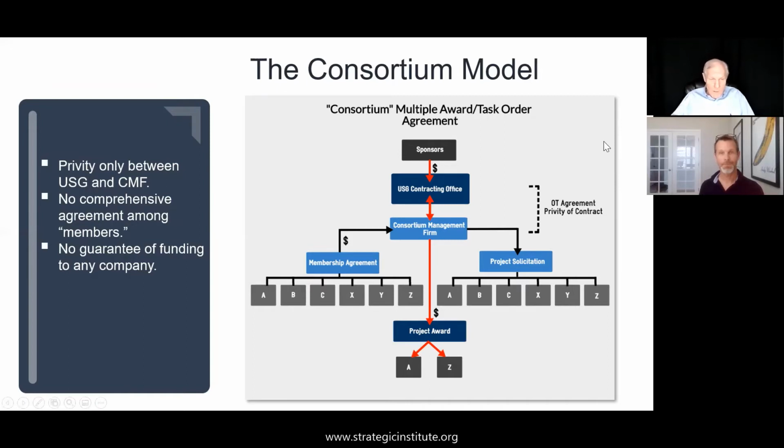Now, what are the issues? The government gets help from a consortium management firm, and the consortium management firm is actually the entity that has a contractual privity of contract relationship with the membership of the consortium, and the members of the consortium don't have a relationship among themselves. They have individual agreements with the consortium management firm. There's a variation of this in the next slide.